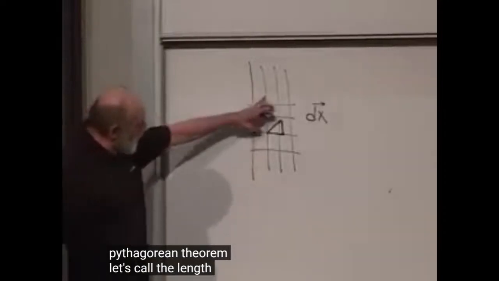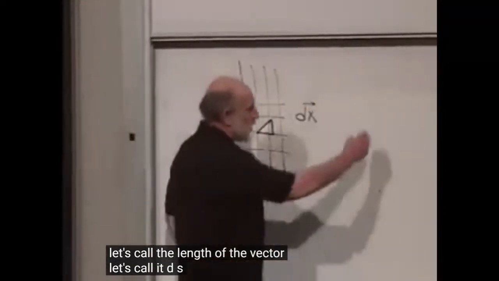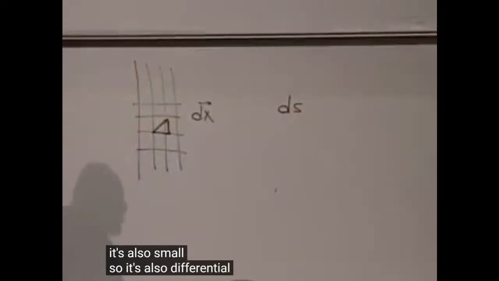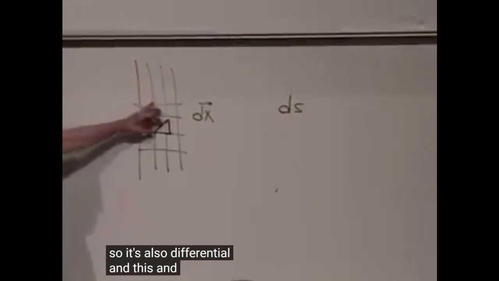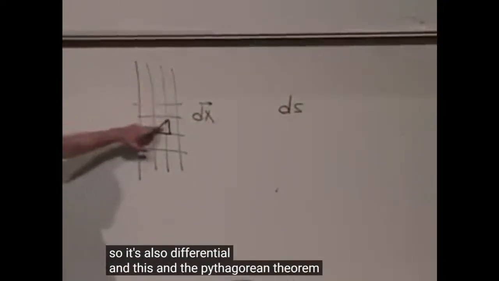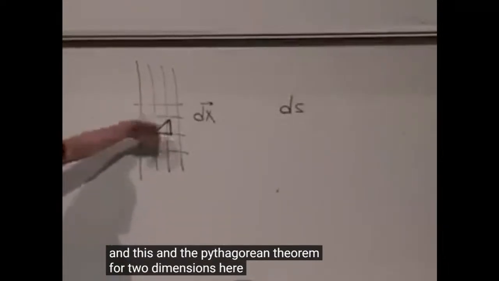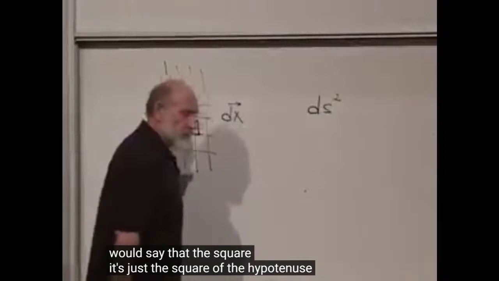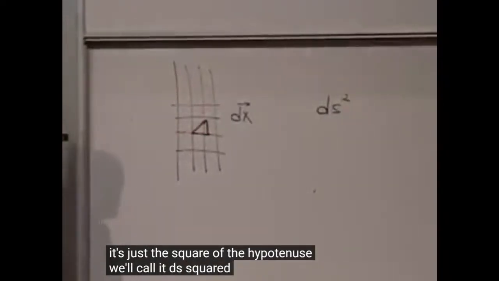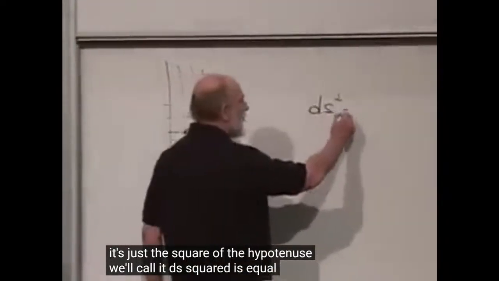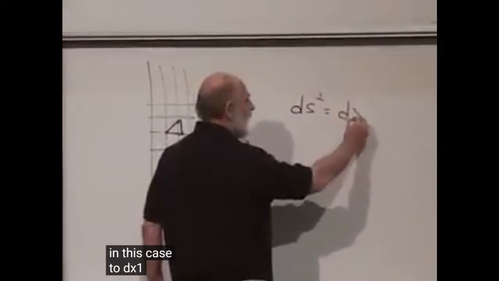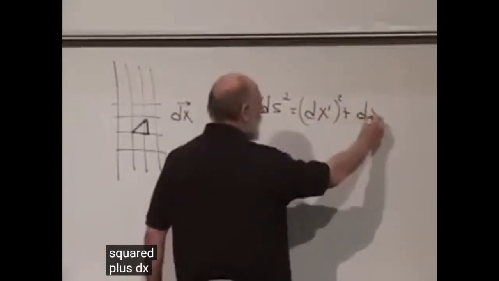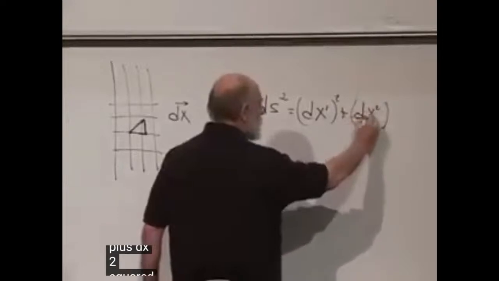let's call the length of the vector ds. It's also small, so it's also differential. And the Pythagorean theorem for 2 dimensions here would say that the square of the hypotenuse, we call it ds squared, is equal, in this case, to (dx1)² plus (dx2)².